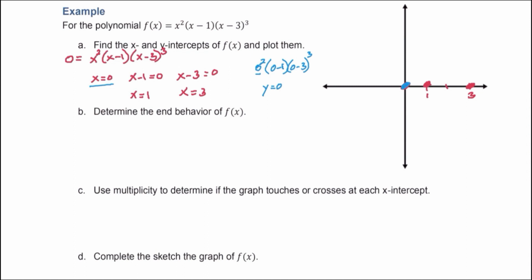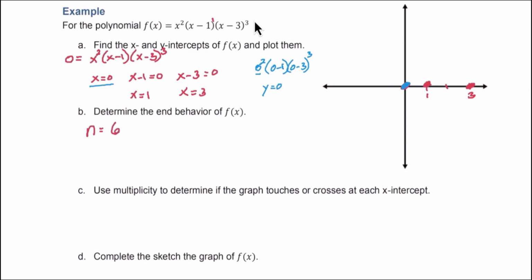To determine end behavior, we first look at the degree. N, in this case, is 6. We have 2. The power on this factor, you don't see it, but there's an understood 1 there. That's 3, 4, 5, 6. So adding up those degrees, we get a degree of 6. Notice that that is even.